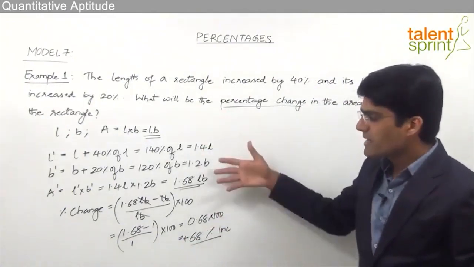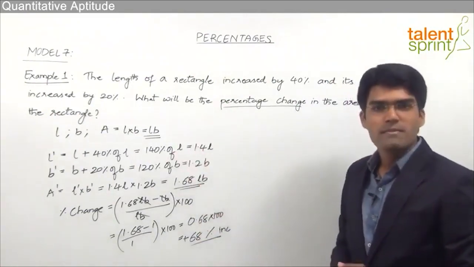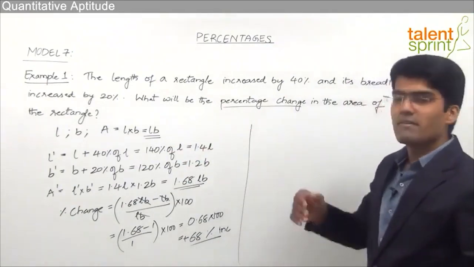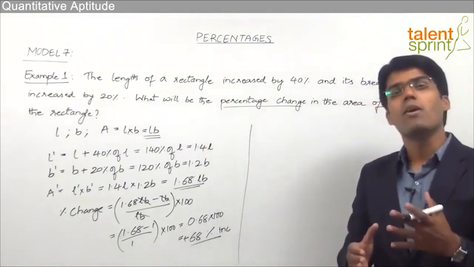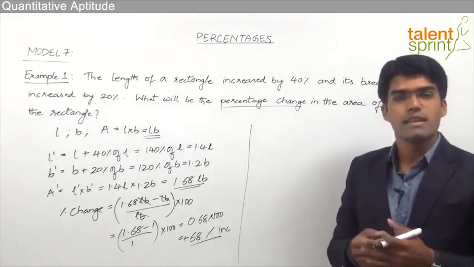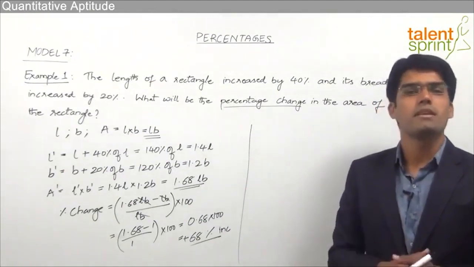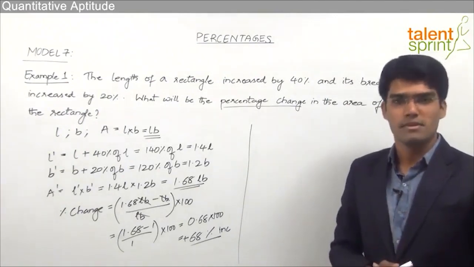Why? Because a lot of steps are involved and the procedure becomes lengthy. So let us try to solve this question with the help of the concept that we have discussed just now. That is, the net or effective percentage change can be taken as A plus B plus AB by 100%, where A and B are the percentage changes in two variables.